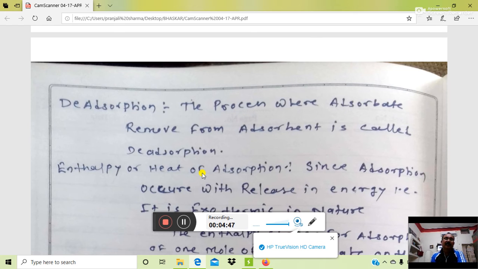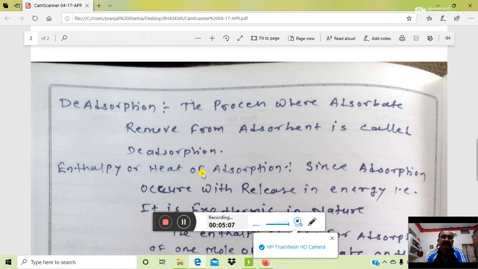Here we use desorption. The D means the opposite process of adsorption. That means the process where the adsorbate is removed from the adsorbent is called desorption. Just like in the winter season, water forms a layer on the leaf, but when the sun rises, the water is removed from the leaf. That process is called desorption. That means the water is removed from the leaf.